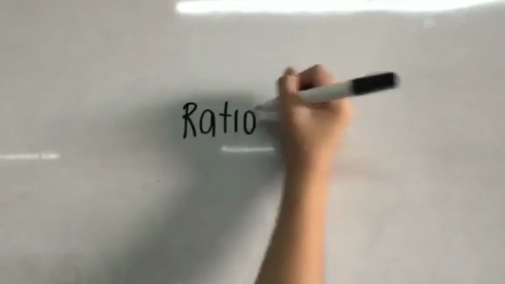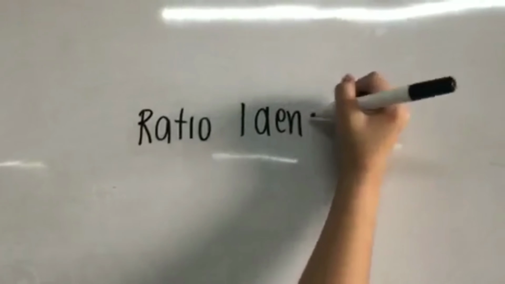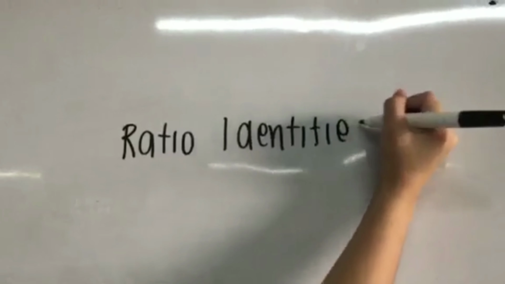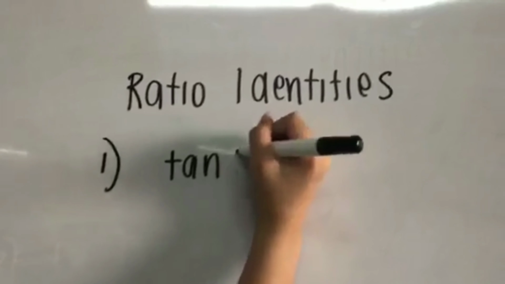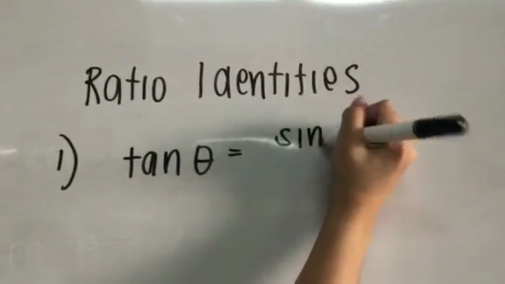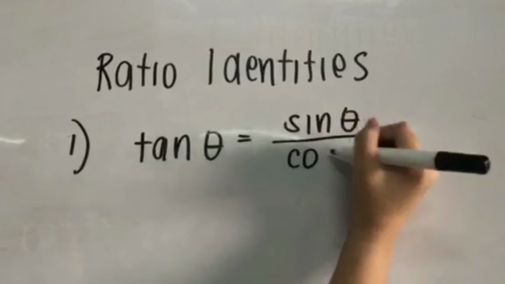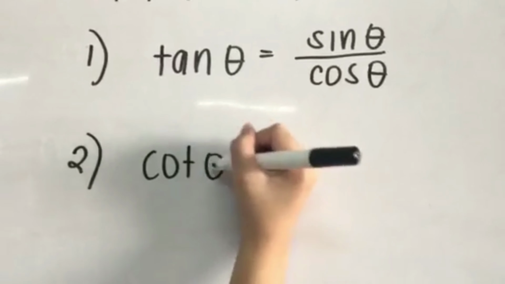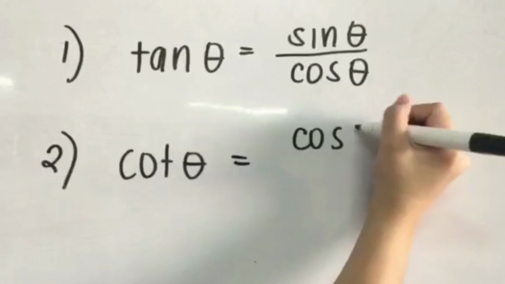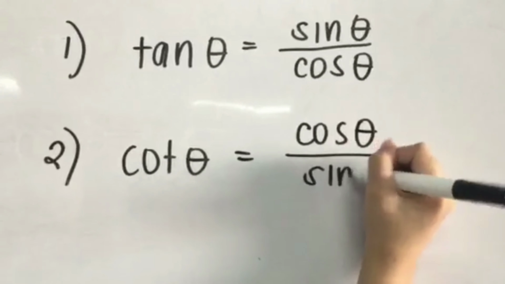Moving on, we now have ratio identities. First, we have tangent theta is equal to sine theta over cosine theta. Next, cotangent theta is equal to cosine theta over sine theta.